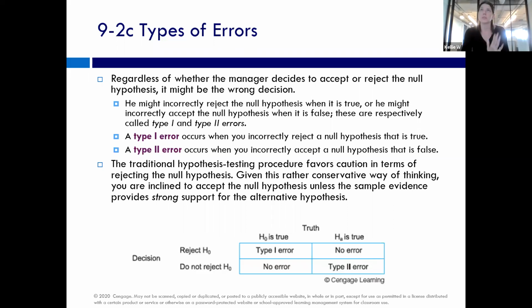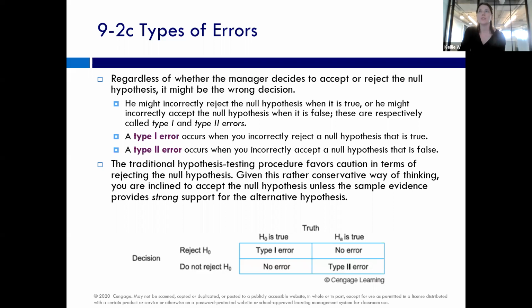Okay, so regardless of whether or not we decide to accept or reject the null hypothesis, it could still be the wrong decision. And you may have heard these terms in the medical field a lot, but they apply to all statistical testing as well. So if we incorrectly reject a null hypothesis when it's true, we call that a type 1 error. If we incorrectly accept a null hypothesis when it's false, we consider that a type 2 error.